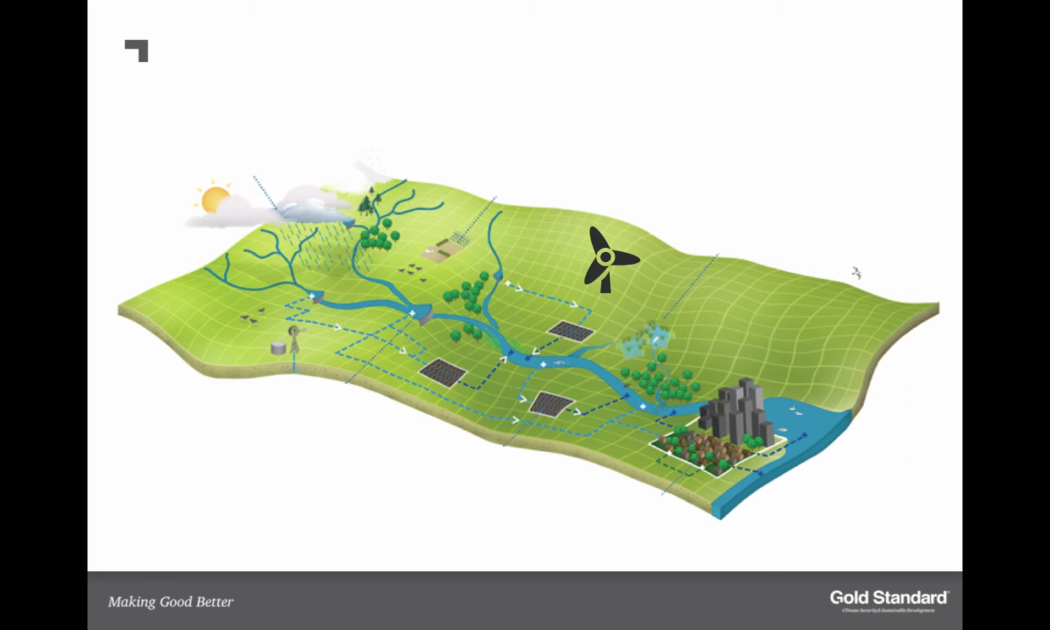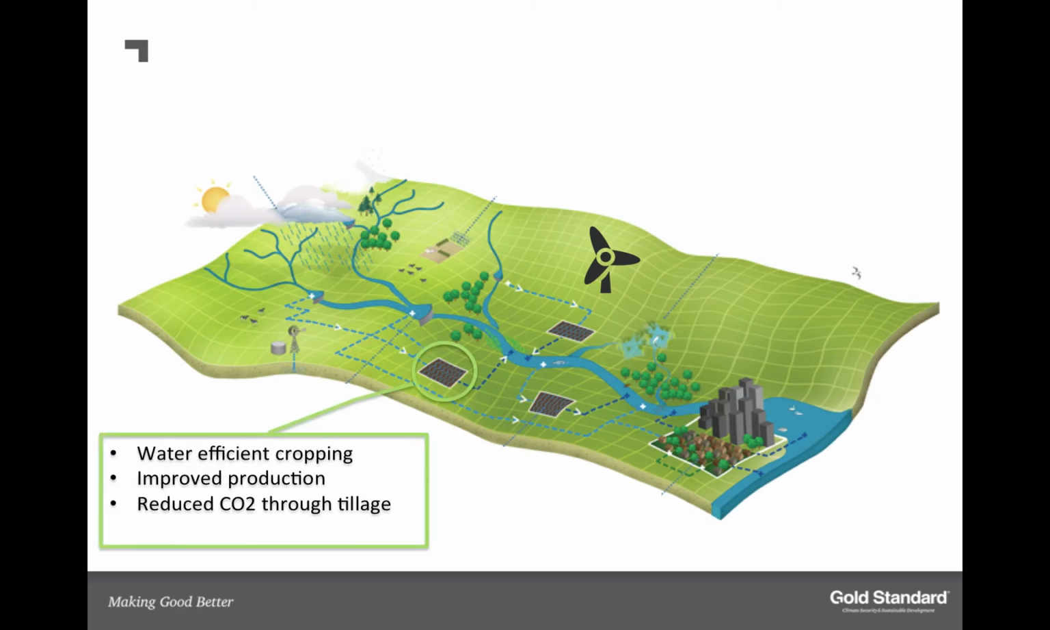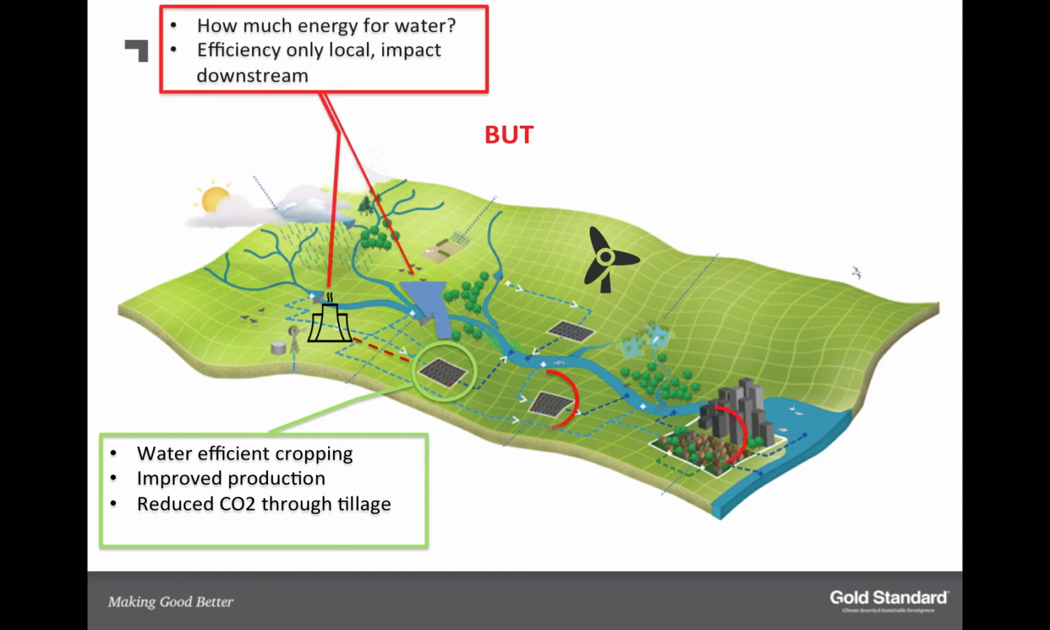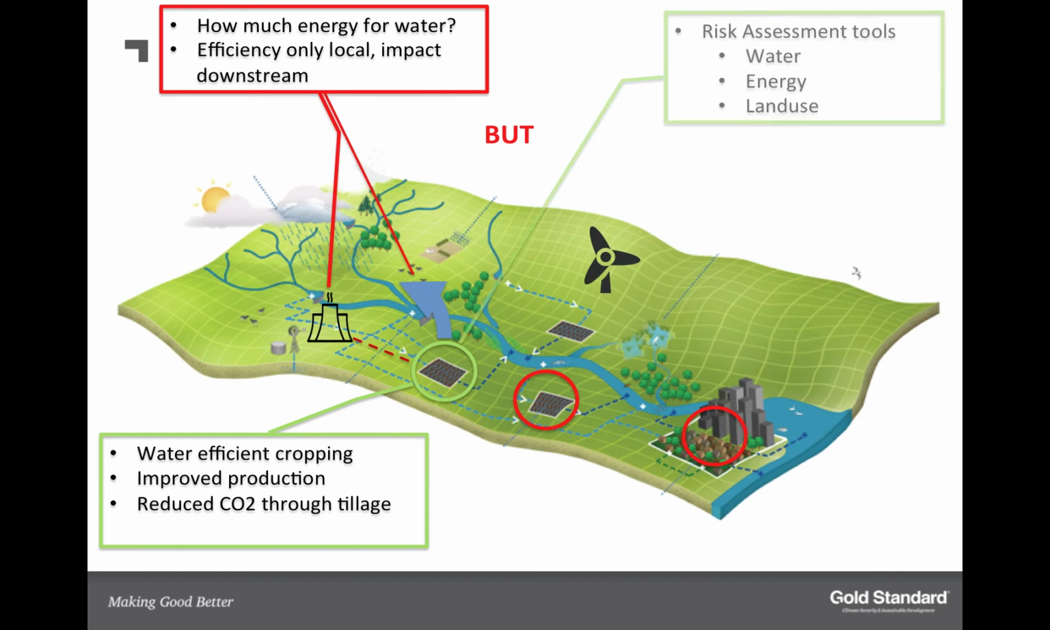And here we see another example of the agriculture activities in our river basin. So here, water efficient cropping improves production and reduces CO2 through tillage, but it uses water, or it uses energy. Two things: how much energy is required to do that, and how much impact you have downstream in that water use. So nobody doubts that improved sustainability of agriculture is a good thing, but we need to be mindful of those impacts downstream and when it's okay for agriculture to do those impacts.